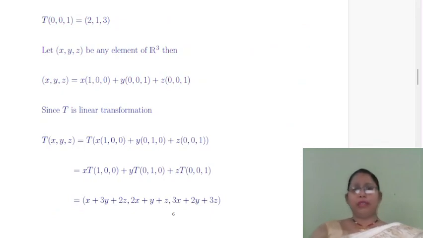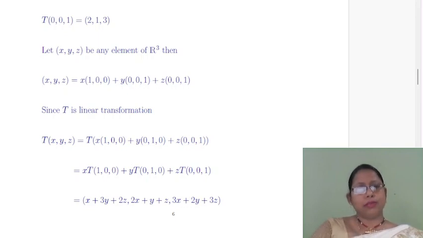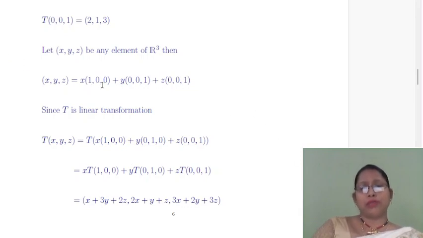Let (x, y, z) be any point in R3. Then (x, y, z) can be expressed as a linear combination of the elements of the standard basis, that is, (x, y, z) = x(1, 0, 0) + y(0, 1, 0) + z(0, 0, 1). Since T is a linear transformation, take the T image on both sides of this equation. I will get T(x, y, z) = x T(1, 0, 0) + y T(0, 1, 0) + z T(0, 0, 1).